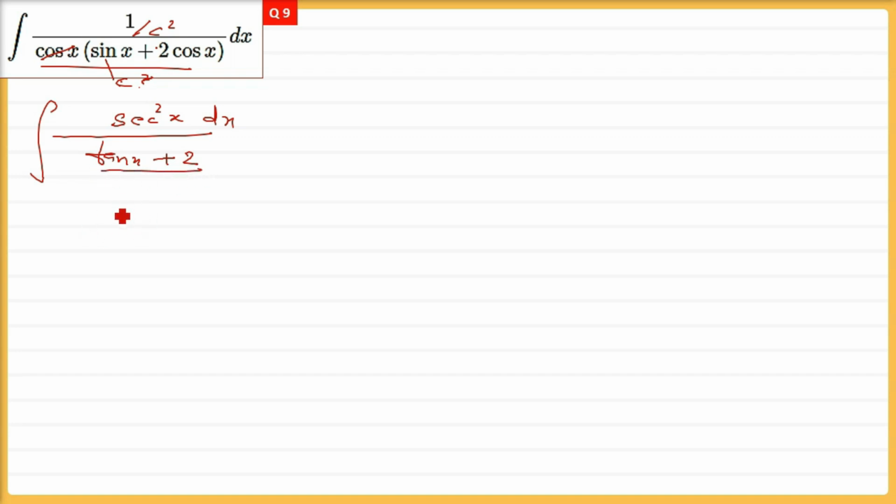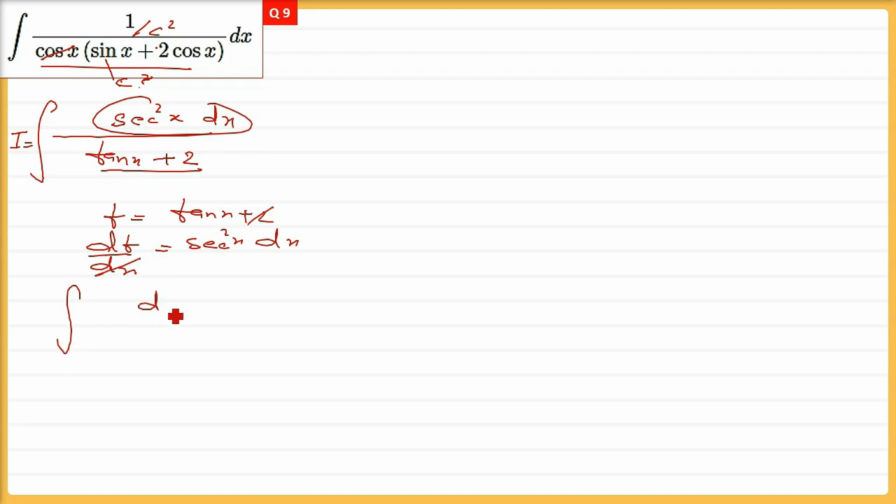Now just take tan x plus 2 equals t. Don't take tan x equals t, okay? Then you'll land up with some trouble. I mean, the steps will get increased. Just take tan x plus 2 equals t. You'll get dt equals sec square x dx, which is already in the numerator.